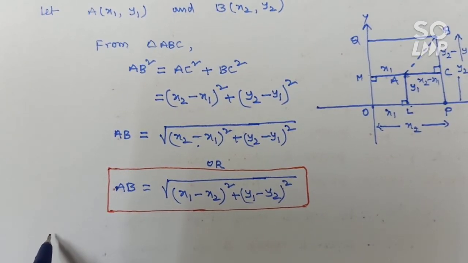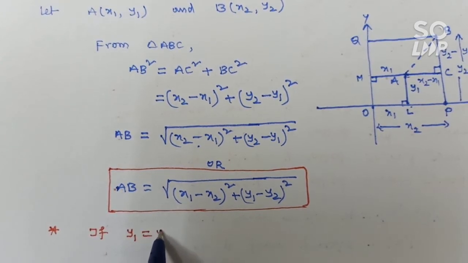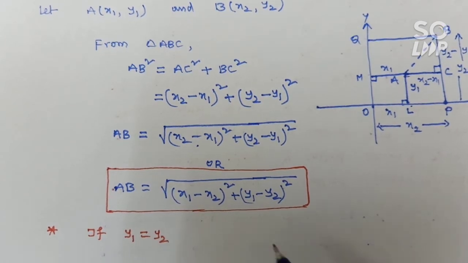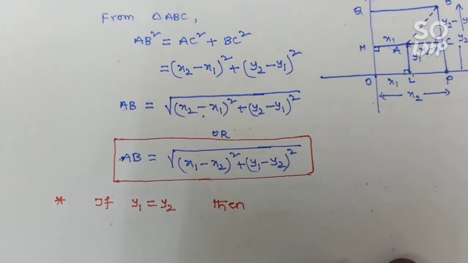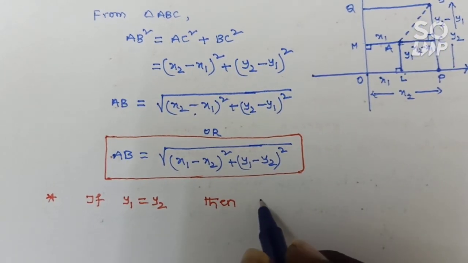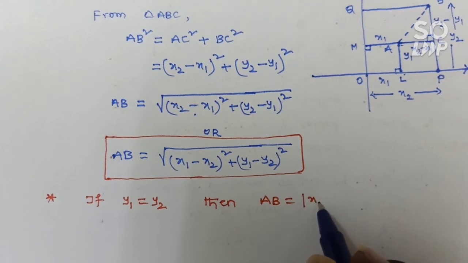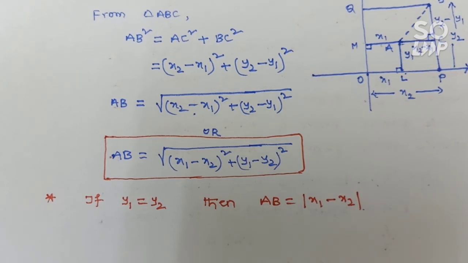suppose here you write some conclusions. Suppose y1 is equal to y2. y1 is equal to y2 means y1 minus y2 becomes 0. Then the distance between the 2 points, so that means the y coordinates are equal. If the y coordinates are equal, then AB is equal to modulus of x1 minus x2.